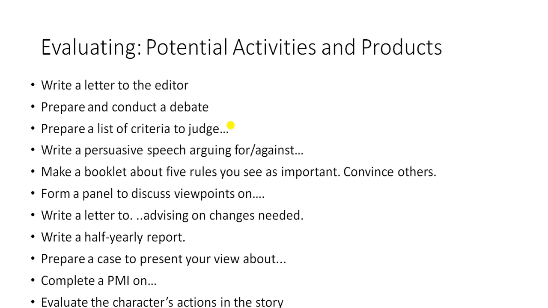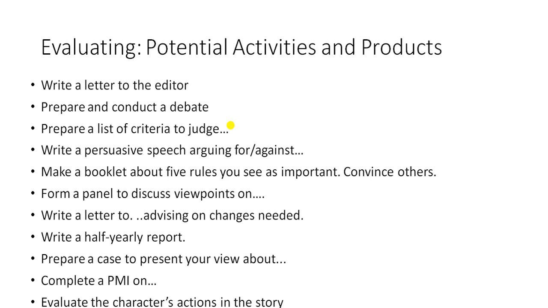Apart from that, we can ask the students to prepare a list of criteria to judge. Write a persuasive speech arguing for or against. Make a booklet about five rules you see as important. Convince others. Form a panel to discuss viewpoints. Write a letter advising on changes needed. Write a half yearly report. Prepare a case to present your view. Complete a PMI or evaluate a character's action in the story.